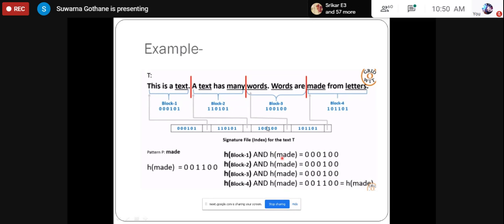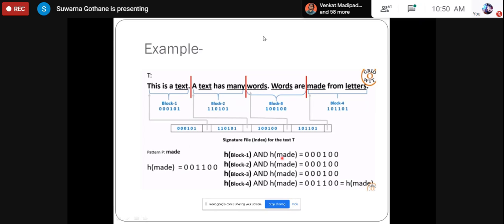For this block of words, 4 blocks of words are going to get certain binary values. Now if you are interested, this is a particular text and a particular pattern that needs to be matched. This is a pattern called "made" pattern, whereas this is nothing but the entire document. From that document, if you are interested to search whether a particular word, "made", is available in this document or not, if it is available, it will return it to you.